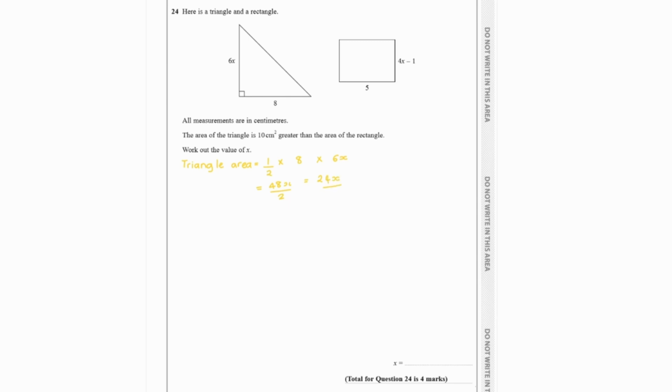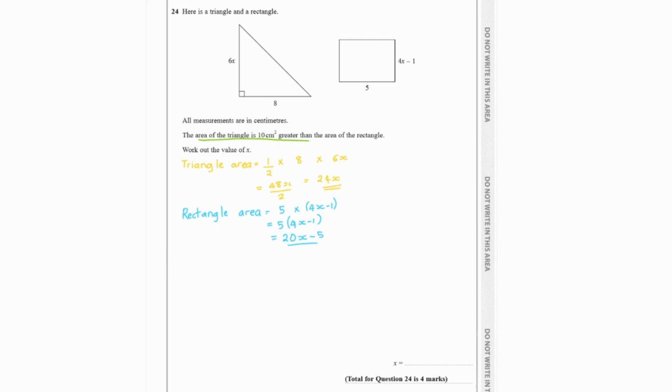We can then find an expression for the area of the rectangle, and we know that the area of a rectangle is given by the length multiplied by the width. The length is 5, and we can substitute the width with 4x minus 1. To simplify this expression, we can expand the brackets and write this as 5 times 4x, which is 20x, and 5 times minus 1, which is minus 5.